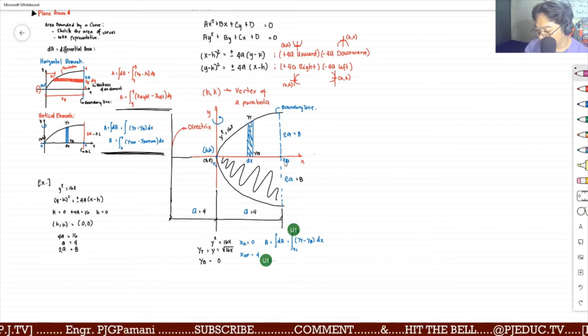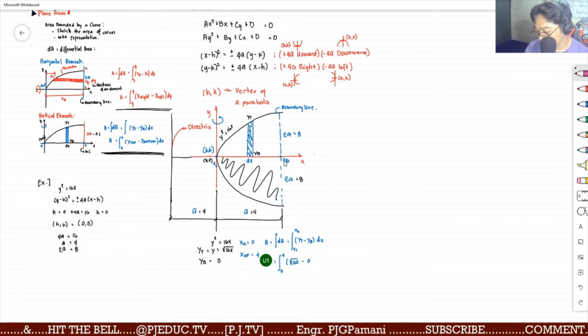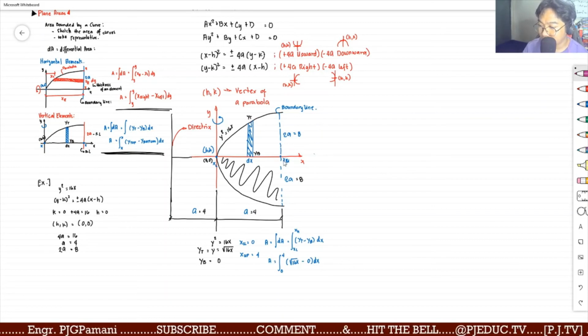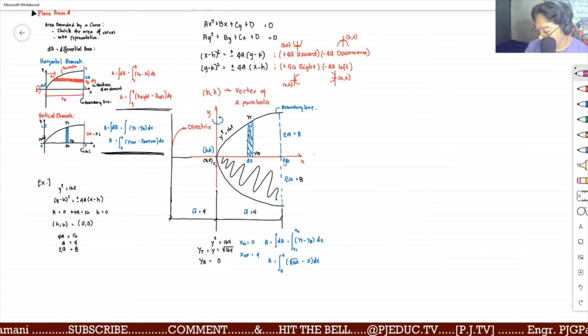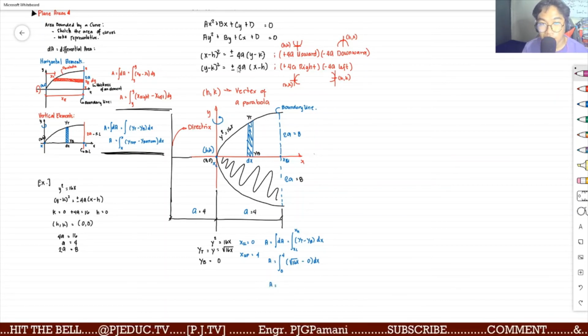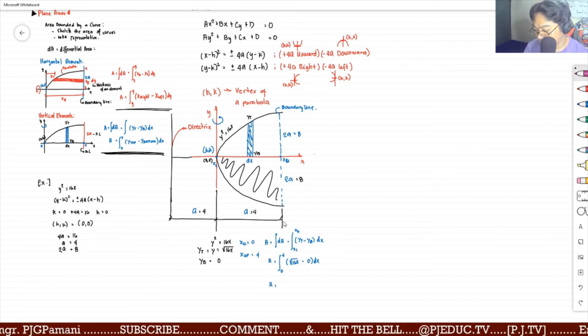Meron na tayo ng mga variables na yan. Substitute na lang natin. 0 to 4, y top is square root of 16x minus 0 dx. Using your own calculator, you can immediately solve for the area. Meron niyang integral using definite integral. But later on, hindi ko na kayo masyadong i-require with that particular solution. Just show the direct drawing on how did you arrive with that equation.